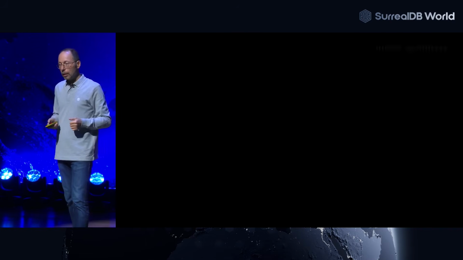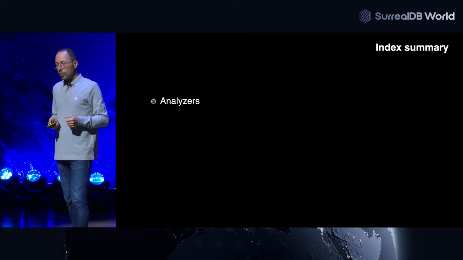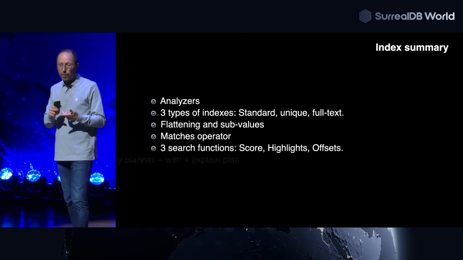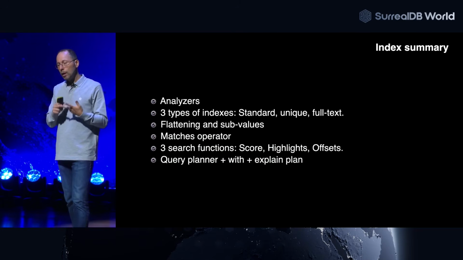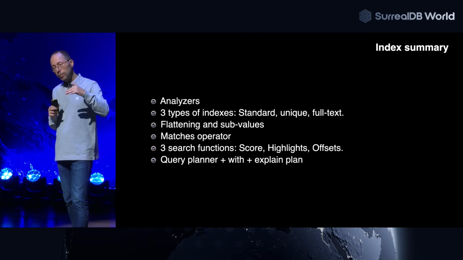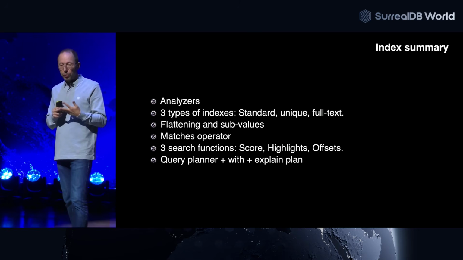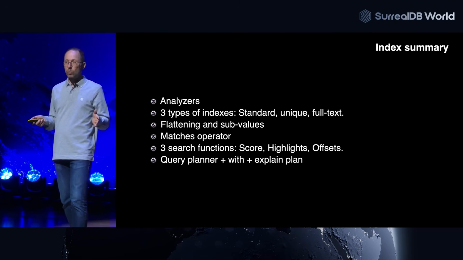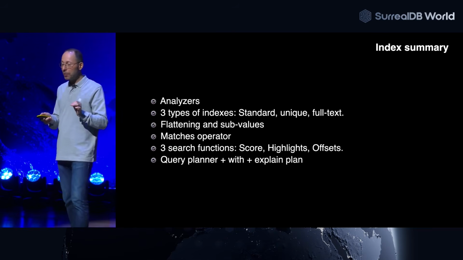Okay, index statistics. So in summary, for indexes, we have analyzers, we have three types of indexes: standard, unique, and full text. We have this flattening logic, the ability to index sub-fields or sub-values. We have the matches operator. We have three search functions: score, highlight, offset. And we have the query planner that gives you control with WITH and the explain plan. Nice. I think there are many things to do with this.